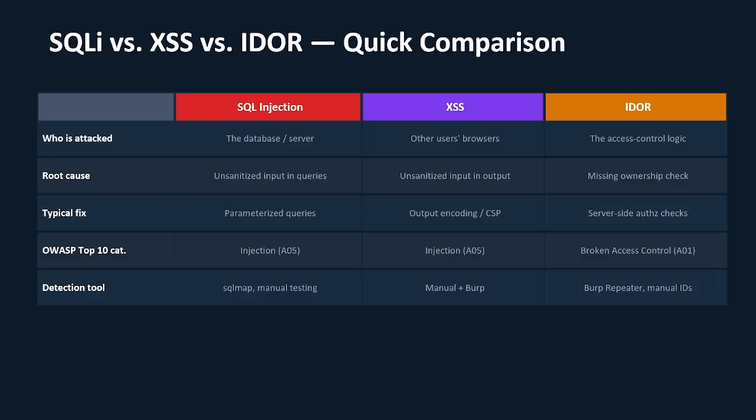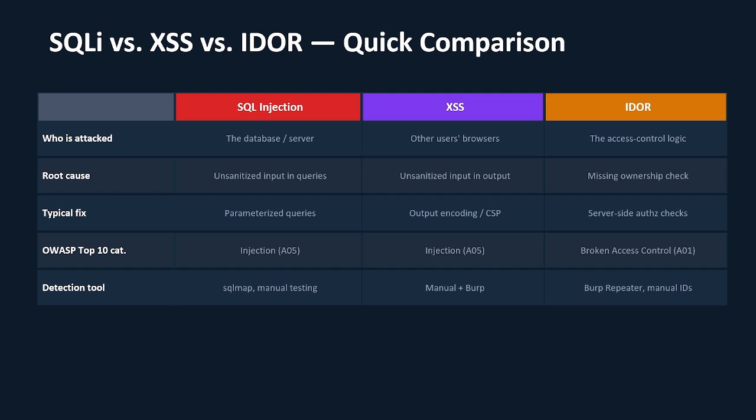So, SQL injection versus cross-site scripting versus insecure direct object references. SQL injection is attacking the database or the server. Cross-site scripting targets other users' browsers, and IDOR is just the access control logic. Again, SQL injection is unsanitized input. Cross-site scripting is unsanitized input, and IDOR is ownership checks missing.